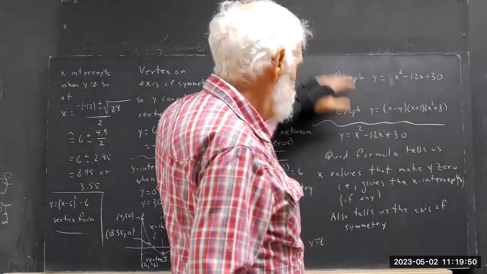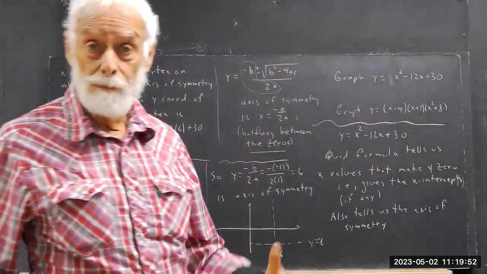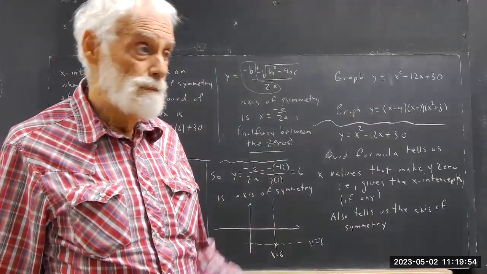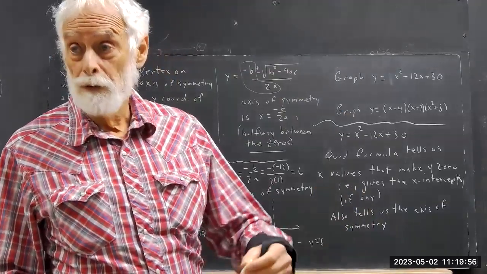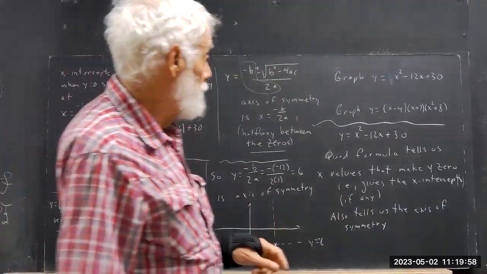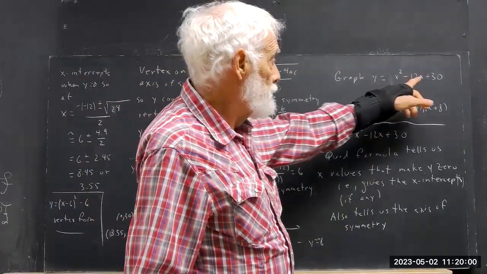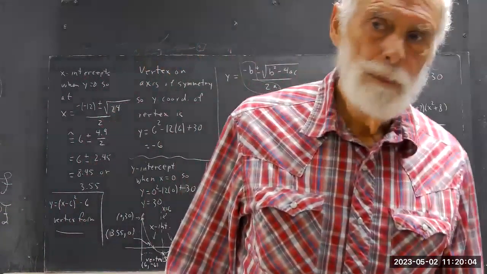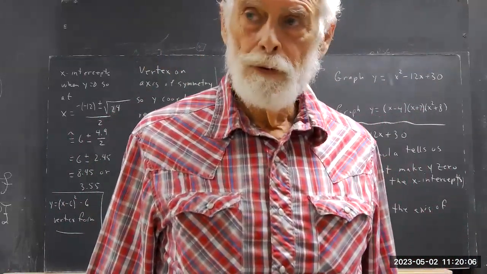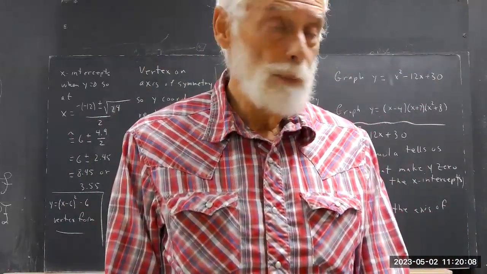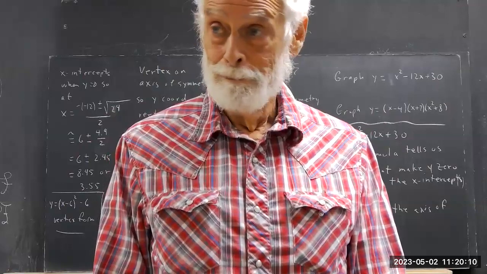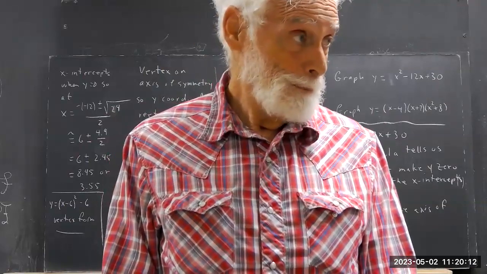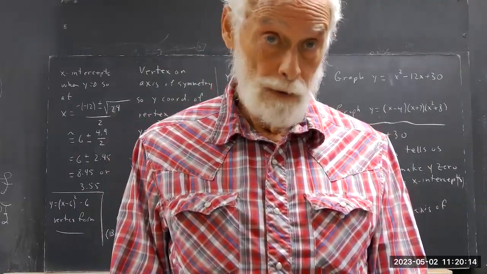Now, I pose two questions. Two equations to graph, two functions to graph. Okay. And y equals x squared minus 12x plus 30. Your immediate reaction, whenever you see a quadratic, is use whatever the quadratic formula tells you. Okay. Now, what does a quadratic formula tell you?